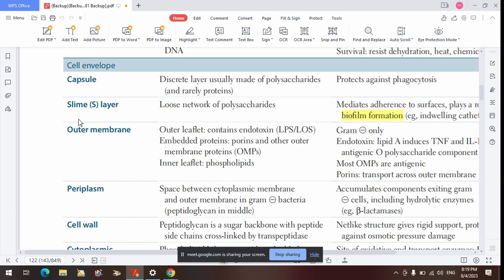So that is that. So what is the function? What is the composition of this capsule? Please forget everything that is here, discrete layer, blah blah. What you need to take home here is the fact that the capsule is made up of polysaccharide. That is it. In fact, the way I like to say it, I say polysaccharide capsule.